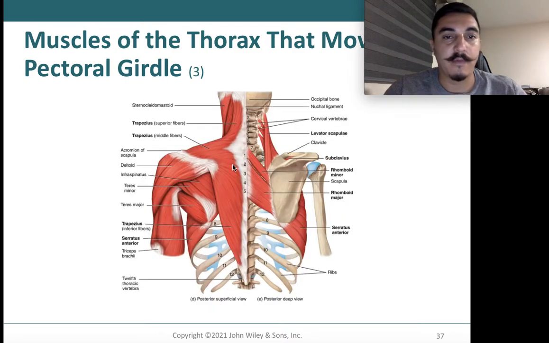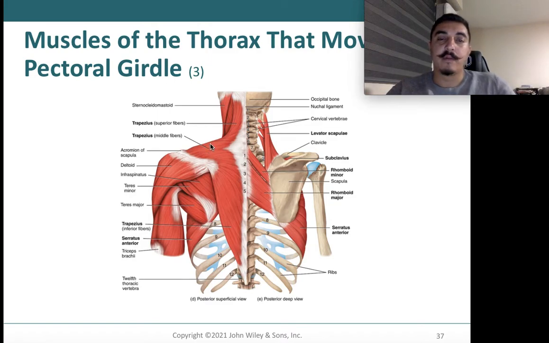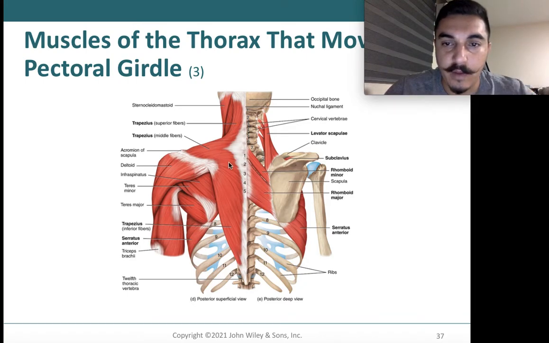Okay, and then we go to the back. We have our trapezius, kind of here. Trapezius, superior and middle fibers. Rhomboid minor, rhomboid major. It looks like a rhomboid if you look at this shape.